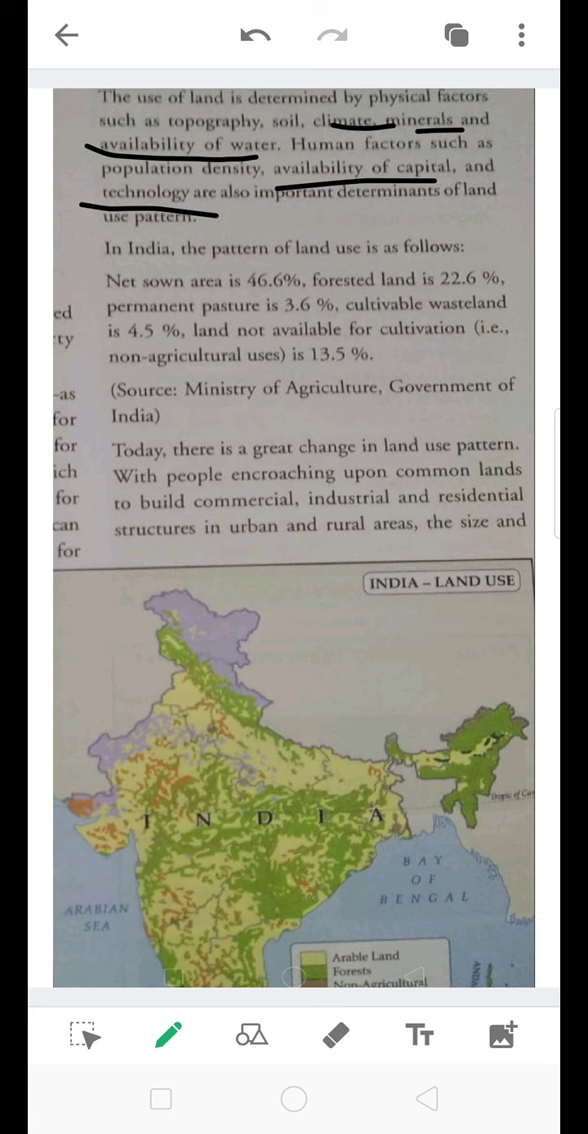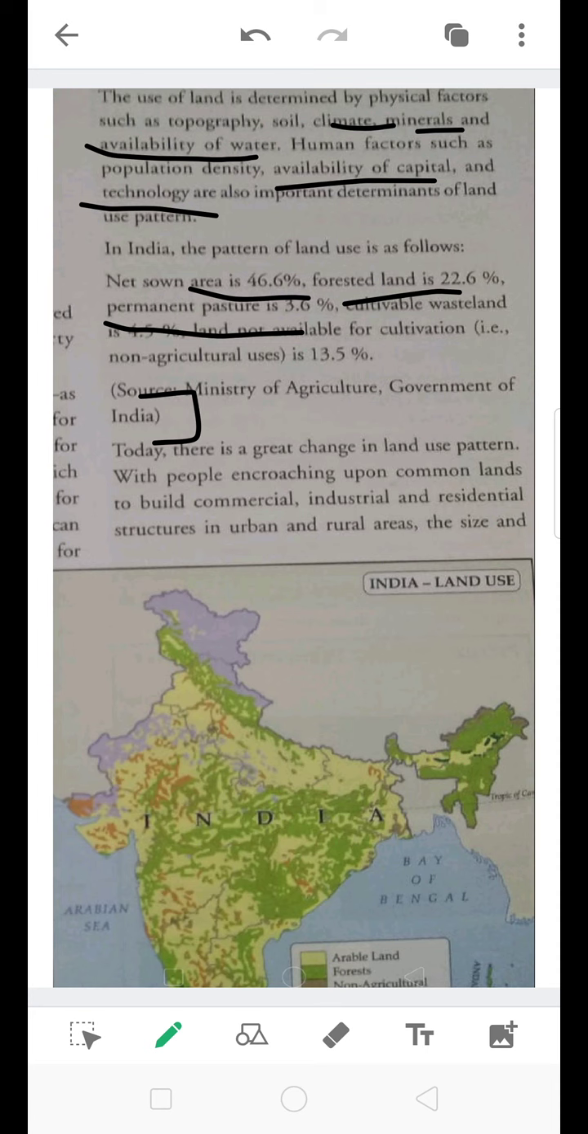If we talk about the pattern of land use, net sown area is 46.6%, forest land area is 22.6%, permanent pasture is 3.6%, cultivable wasteland is 4.5%, and land not available for cultivation is 13.5%. That is the source given by the Ministry of Agriculture, Government of India.